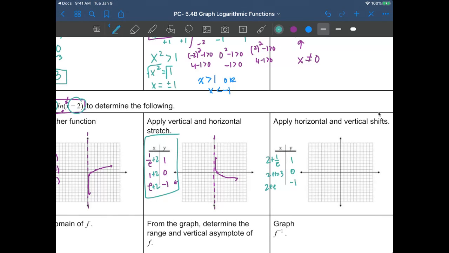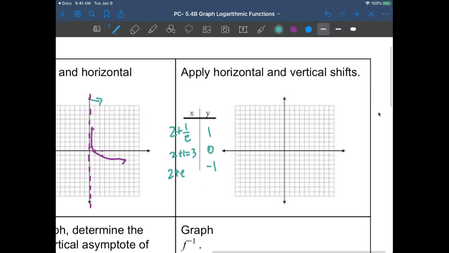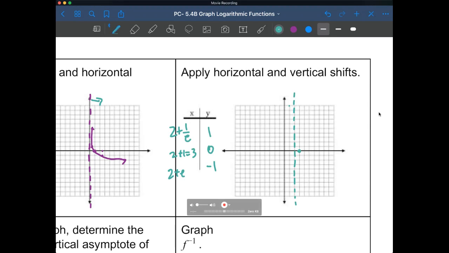The other thing that changes here is my asymptote. We're going to add 2 to it as well, so it's going to move to the right 2. Okay, so I'm going to move my asymptote to x = 2. And then everything else moves along with it. So from (1, 0), I'm going to move it over 2 to go to the point (3, 0).